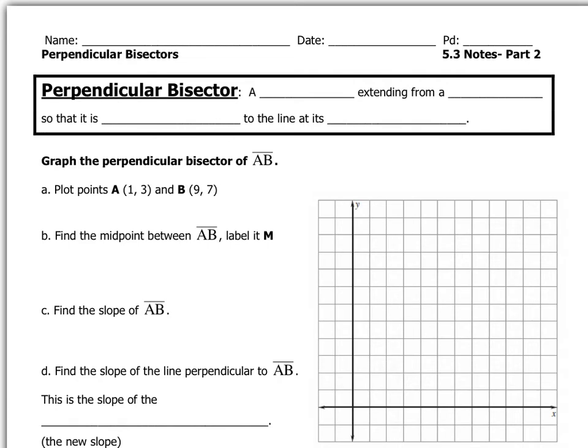A perpendicular bisector is a segment extending from a point so that it is perpendicular to the line at its midpoint. So remember, it's extending from the midpoint. That's what's special about the perpendicular bisector. It extends from the midpoint so that it is perpendicular to whatever it's crossing right at the midpoint.